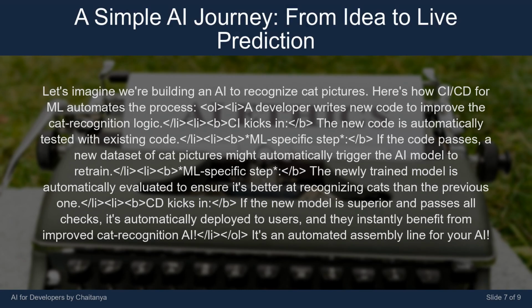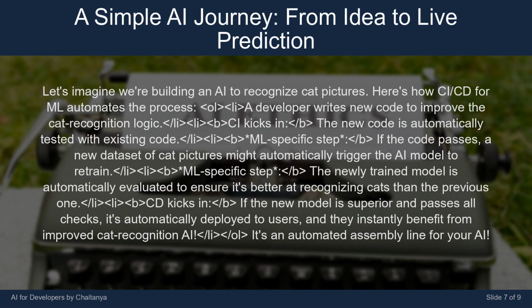Let's imagine we're building an AI to recognize cat pictures. Here's how CI/CD for ML automates the process. One, a developer writes new code to improve the cat recognition logic. Two, CI kicks in. The new code is automatically tested with existing code.